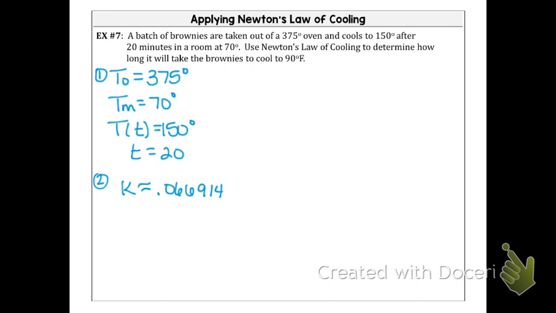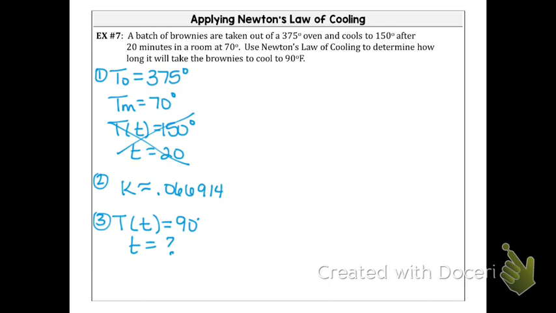All right? So now, though, it wants to know, it says use Newton's law of cooling to determine how long it will take the brownies to cool to 90 degrees. So now I want to know the time it's going to take for that temperature, so the T of t, to be 90 degrees. So we're just going to use that instead of the 150 because now we're looking for little t. So the 150 doesn't count because it was the temperature at that little t of 20 minutes. All right, and so we're after the time. So we're going to use that same exact formula and we're going to plug in what we know.